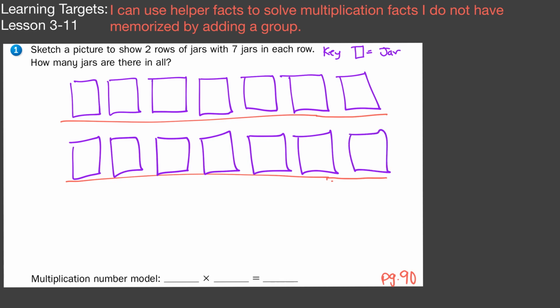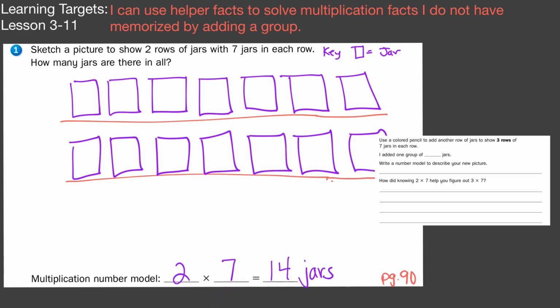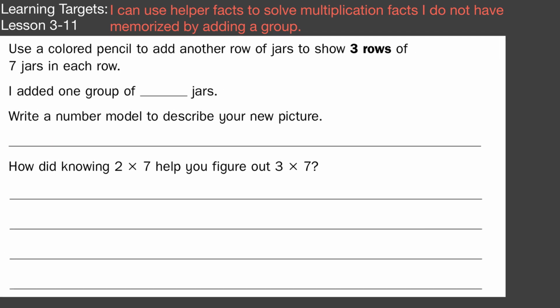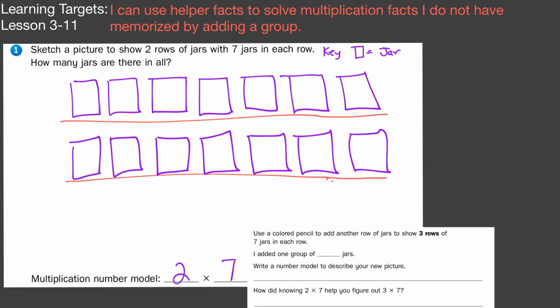So our multiplication number model, we have 2 rows times 7 jars in each row equals 14. I'm going to make sure I include my units. 14 jars. All right, so now if we take a look, though, at our next part of the problem, it says to use a colored pencil to add another row of jars to show 3 rows of 7 jars in each row.